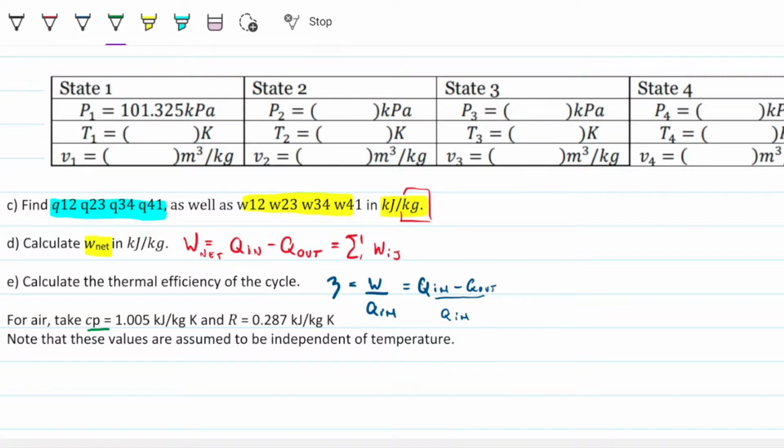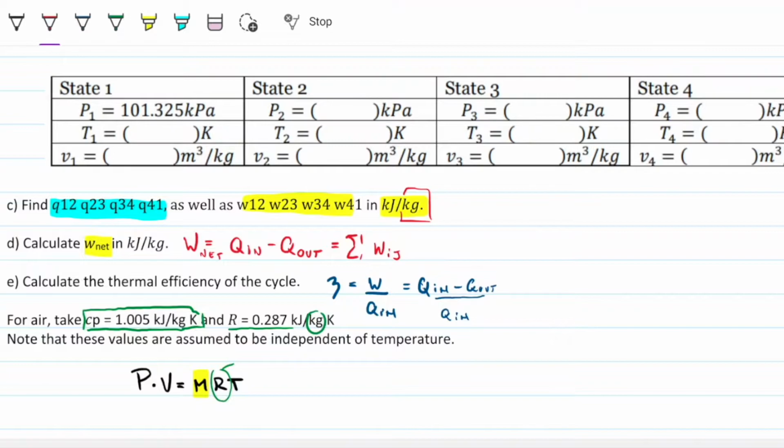We're taking CP as a constant value for air. This is great because it simplifies our relationships a lot, and we're also taking the R already with the kilograms in it. So whenever we're doing PV equals nRT, we're actually doing m, not n, m for mass, because we have an R that's given per kilogram.